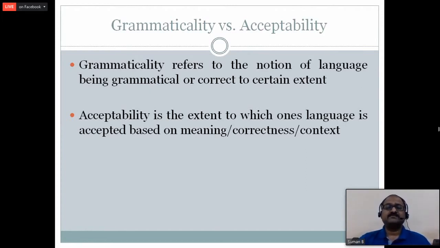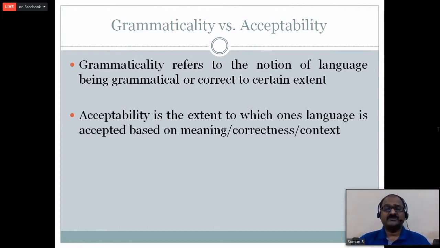Next, acceptability. What is acceptability? It is the extent to which one's language is accepted, meaning correctness and context. Now, all of us follow grammar to a certain extent when we speak or when we write. In spite of that, we make some grammatical mistakes. So, apart from these mistakes, how far is our language meaningful? Right? How far is our language meaningful? This decides the acceptability factor.